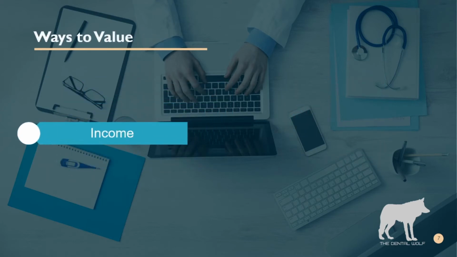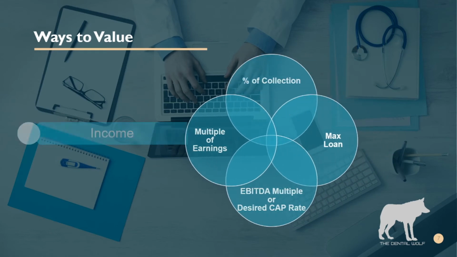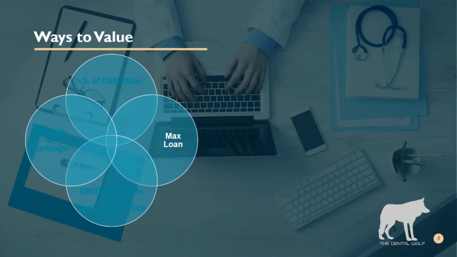So we're going to focus mainly on the income approach, and there are a few ways this can be done. The first way that we're going to talk about is the max loan approach. This approach basically says: what is the most you can pay for a practice based on its ability to repay the business loan that you're going to receive?